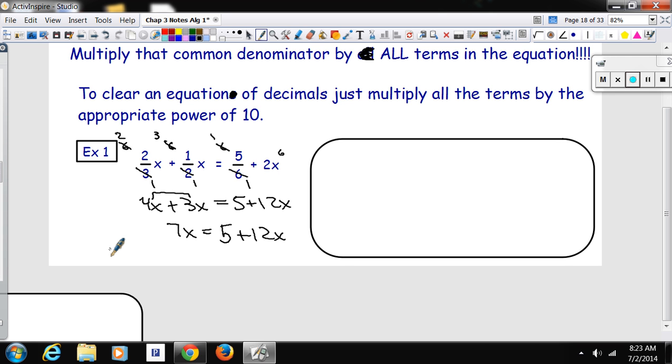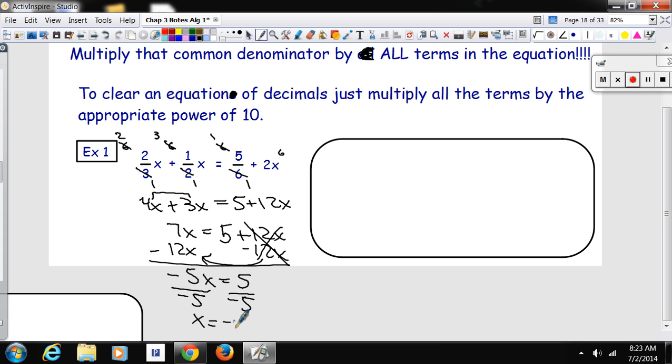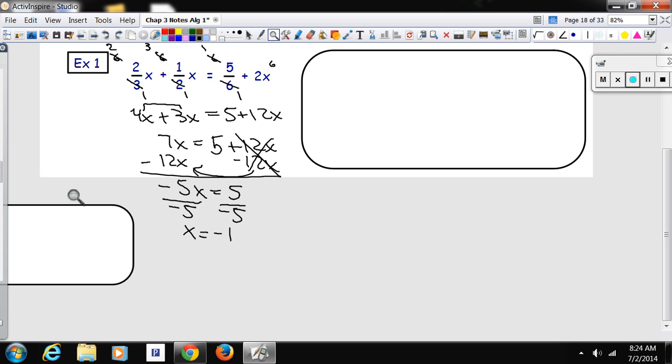What should we do next? How can I solve this one? I need to move the 12x over here, put it with the 7x. So to do that, I'm going to subtract 12x. What that did, it takes it off the right side, it moves it over here to the left side. 7x minus 12x is negative 5x, equals 5, and just divide by negative 5. You get x is negative 1.